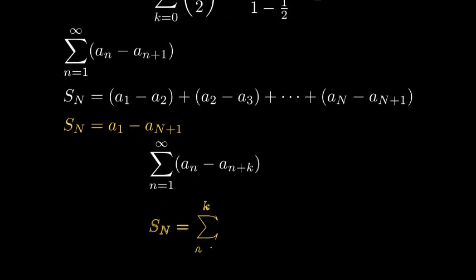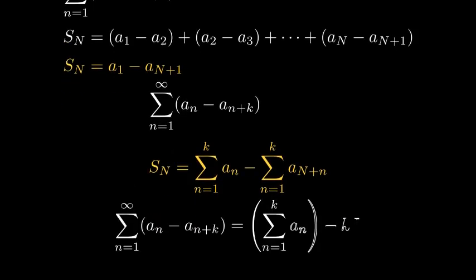For the more general telescoping series, the sum from n equals 1 to infinity of a sub n minus a sub n plus k, the nth partial sum keeps the first k positive terms and the last k negative terms. We can write S sub n equals the sum of the first k terms minus the sum of the terms a sub n plus 1 through a sub n plus k. If the sequence a sub n approaches L, then each term in the last sum approaches L. The infinite sum becomes the sum of the first k terms minus k times L.